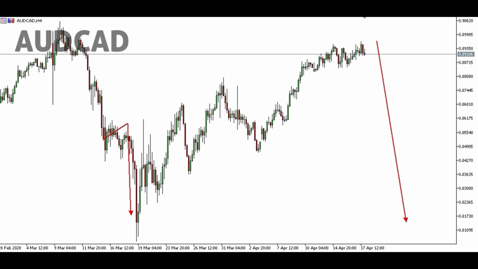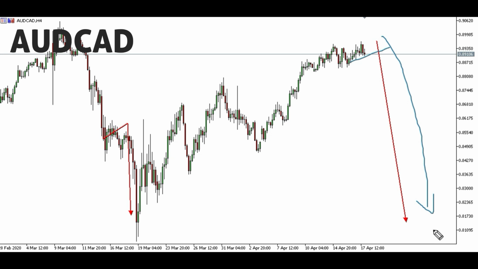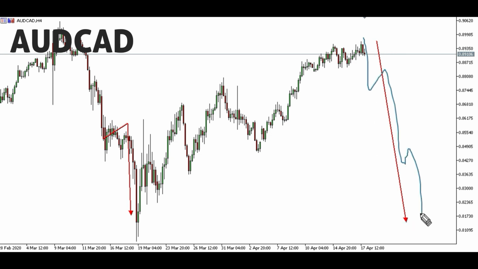AUDCAD. For AUDCAD, we're expecting a movement from this level here. We're expecting a movement from this level to move all the way down, and the movement is expected to be 750 pips from here all the way until this level. We're expecting a movement to move all the way until this level for AUDCAD.